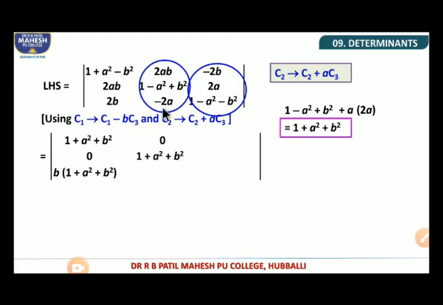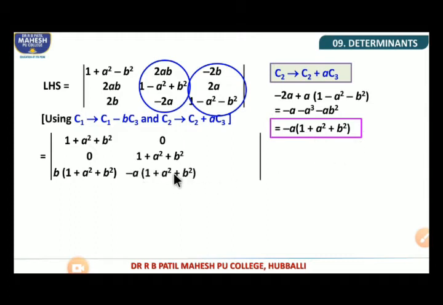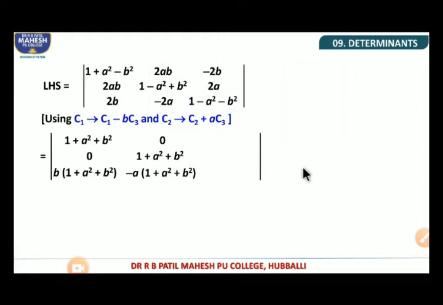And the third term is minus 2a plus a into the bracket of 1 minus a square minus b square. So we write here minus a cube minus a b square. Now we can take minus a common, so we have minus a into the bracket of 1 plus a square plus b square. We write this in the third position. So the third column is written as it is: minus 2b, 2a, 1 minus a square minus b square.